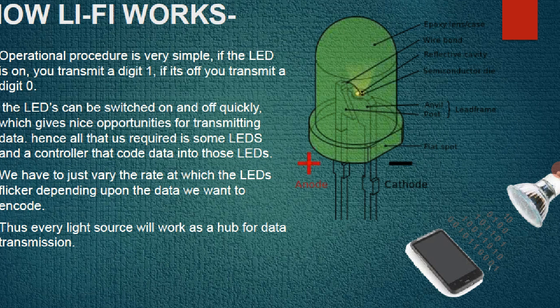The LED has two ends: one end is the anode and the other is the cathode. I hope you all have heard the names anode and cathode in your physics. So Li-Fi is very simple: the LED is on when we are transmitting the digital data as one. Whenever the received data bit is one, the light will be turned on. For a zero, the light will be turned off. Likewise, the data will be transmitted.